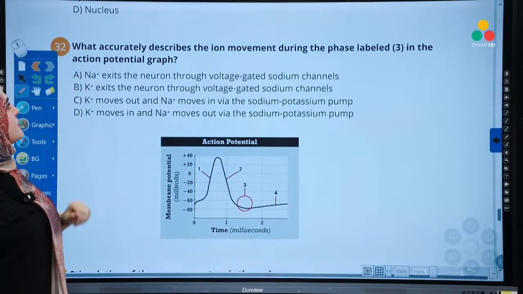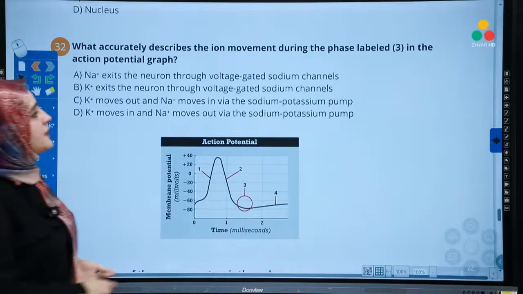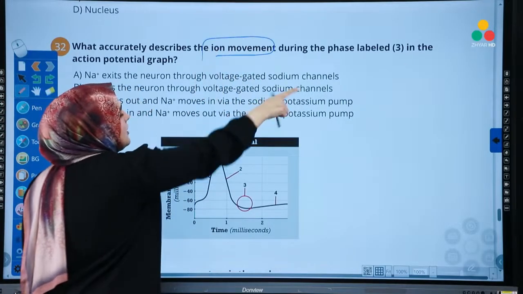We have question 32 here. It says, what accurately describes the ion movement, don't forget, ion movement, during phase 3, this one.